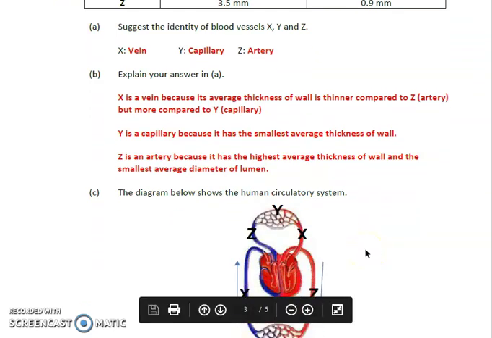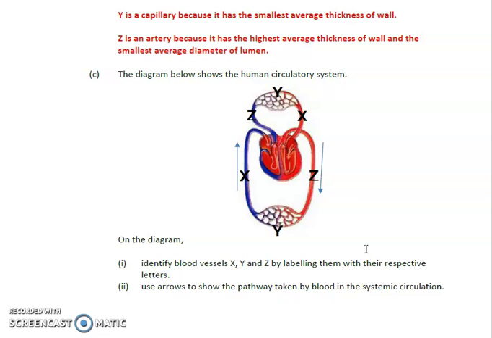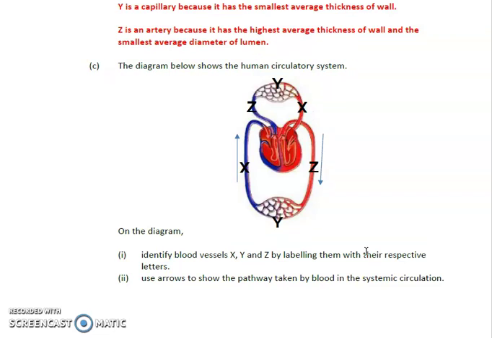Now let's continue with part C. Okay, part C here, I give you a diagram of the human circulatory system. You are asked to identify X, Y, Z by labeling them with their respective letter and use arrow to show the pathway taken by the blood in the circulation.